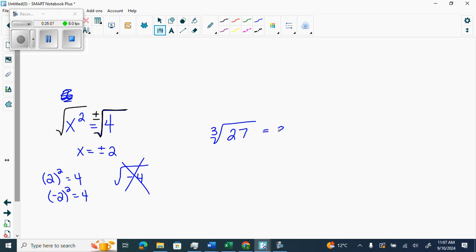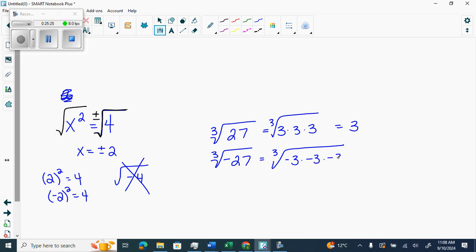It's 3, because the cube root of 27 is actually the cube root of 3 times 3 times 3. It's a 3 for 1 special, so I get 3. The cube root of negative 27 is what? Negative 3 times negative 3 times negative 3, which is negative 3.